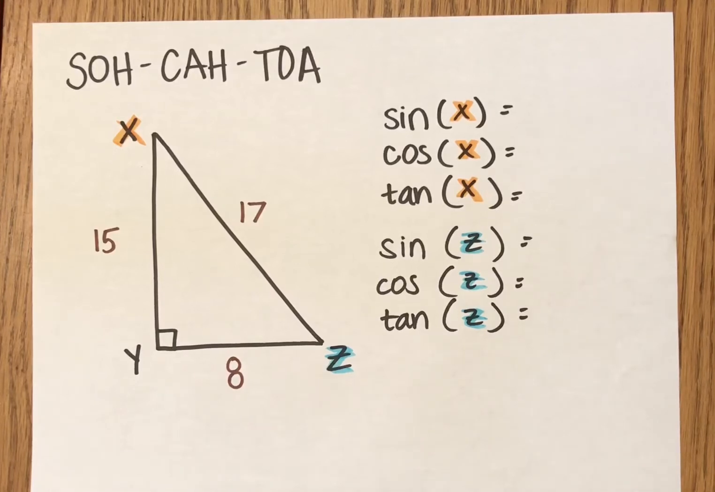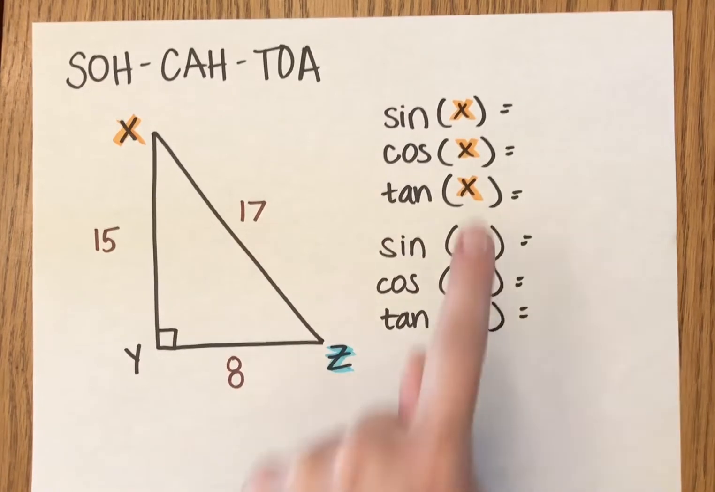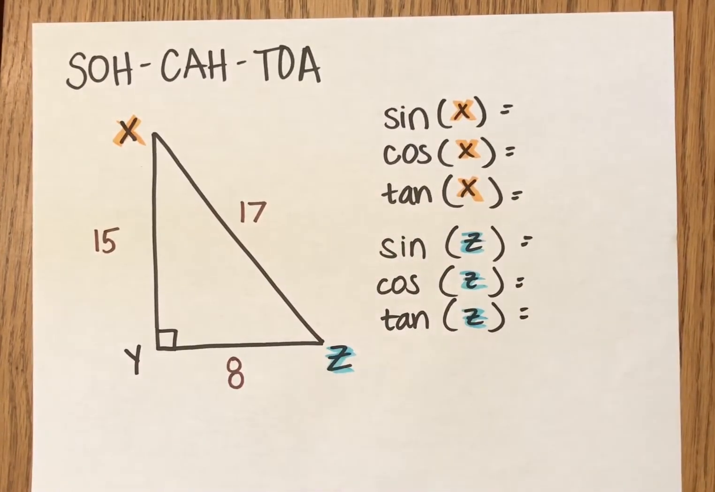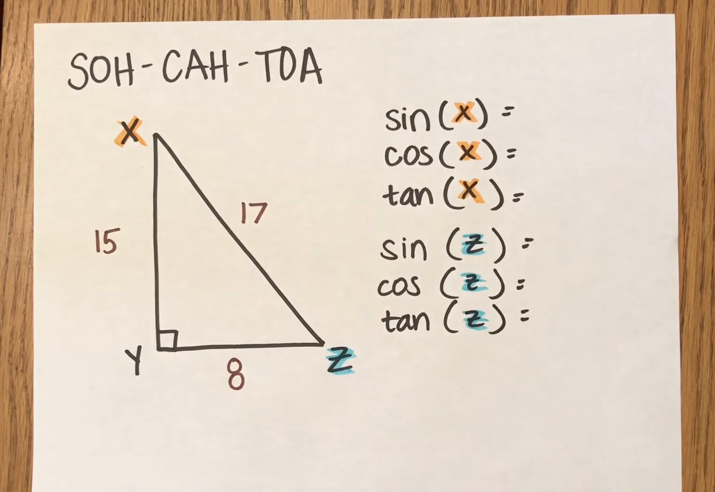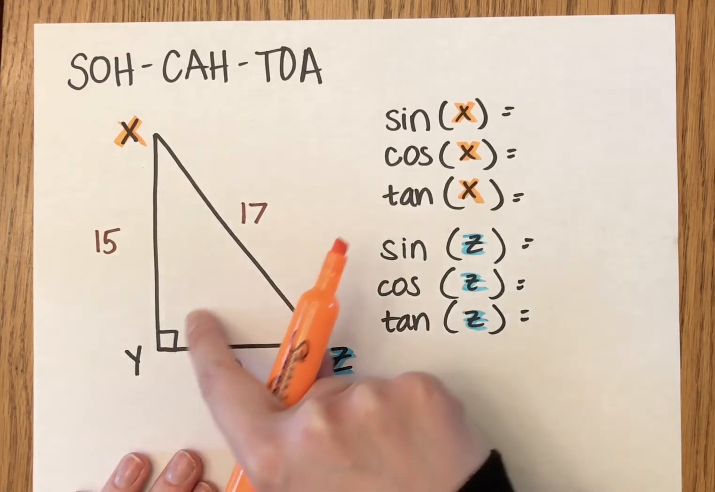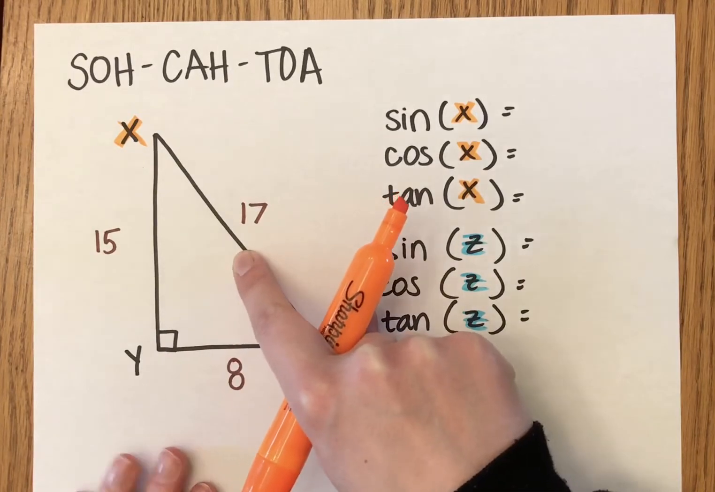So this video is going to be about using SOHCAHTOA to help us write the actual trigonometry ratios for different reference angles. So what I want to start by doing is, for angle X, identify where the opposite, adjacent, and hypotenuse sides are. Now, the hypotenuse is the easiest one because the hypotenuse is always across from the 90-degree angle.